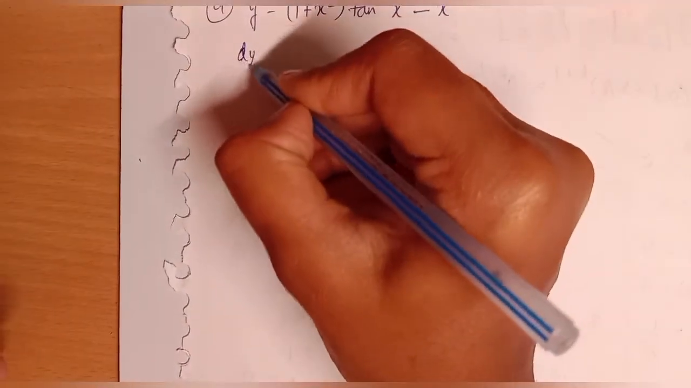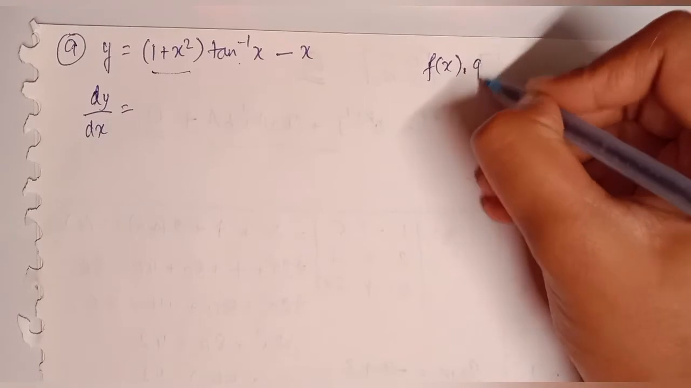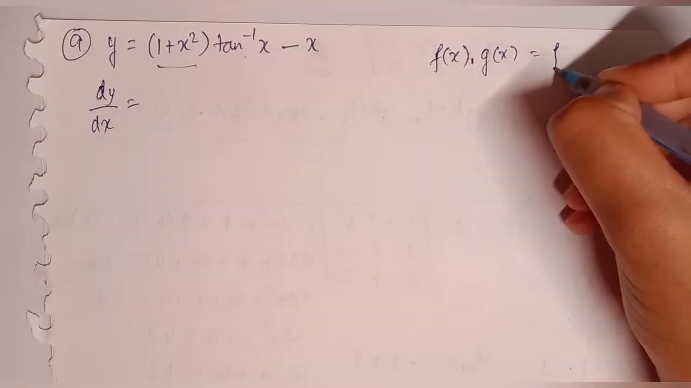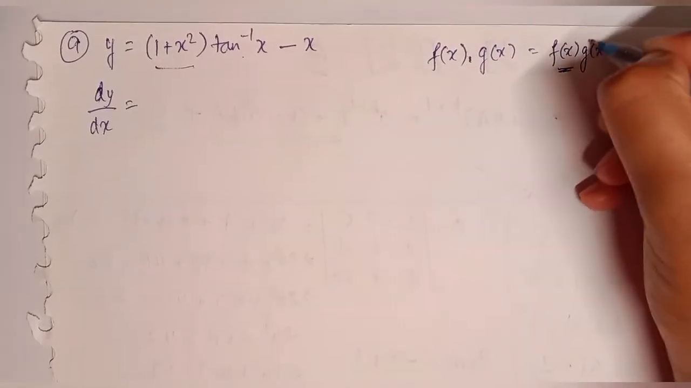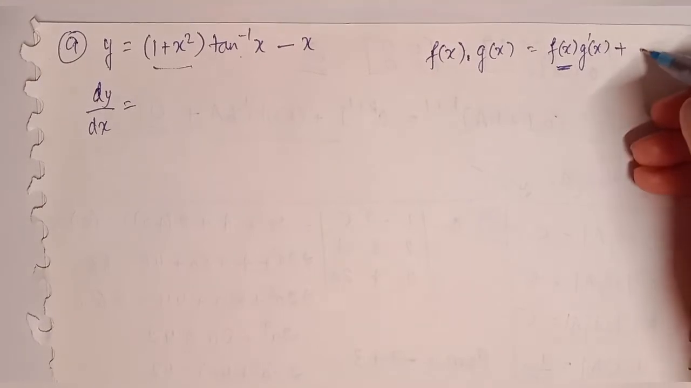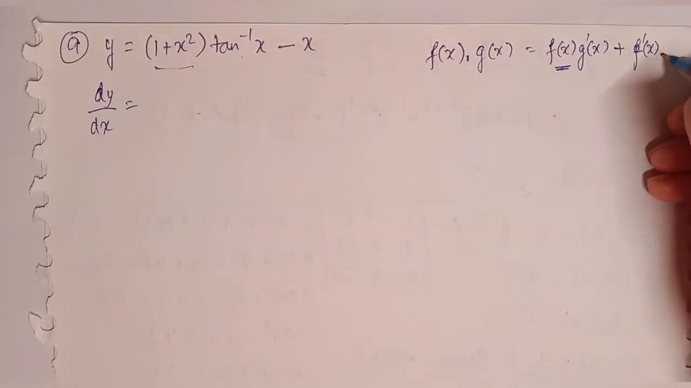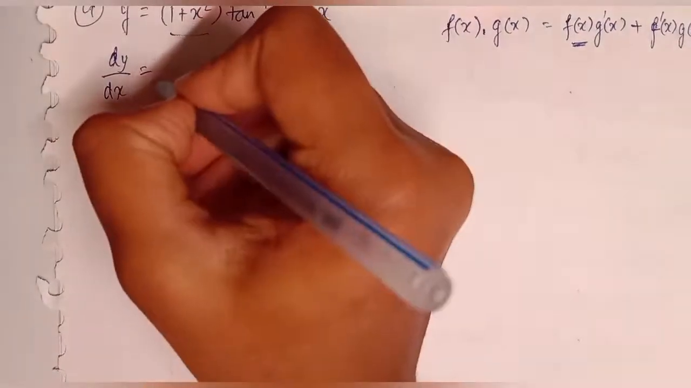Now we have to find dy by dx. I am using the formula where f of x into g of x is differentiated: we keep f of x constant and differentiate g of x, giving g dash x, plus we differentiate f of x, giving f dash x, and keep g of x constant. Okay, so the same thing we are using here.